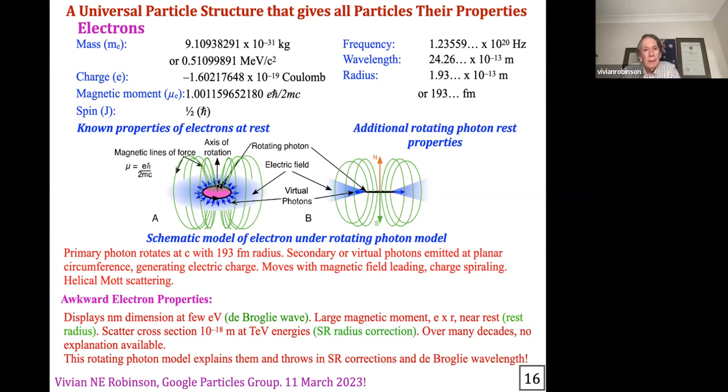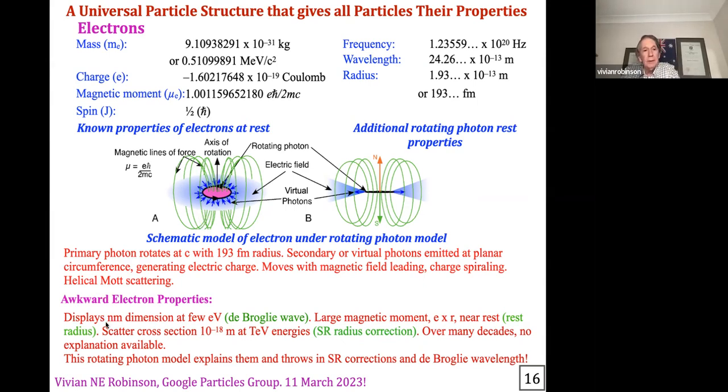Now, think about when this moves: the rotating axis will actually spiral its way through space. That has led to what some people call helical Mott scattering, where they believe they've detected the charge of an electron spiraling through space. Well, I respectfully suggest that that's just because that's what happens when an electron moves. But electrons do have some awkward properties that have made them difficult to understand.